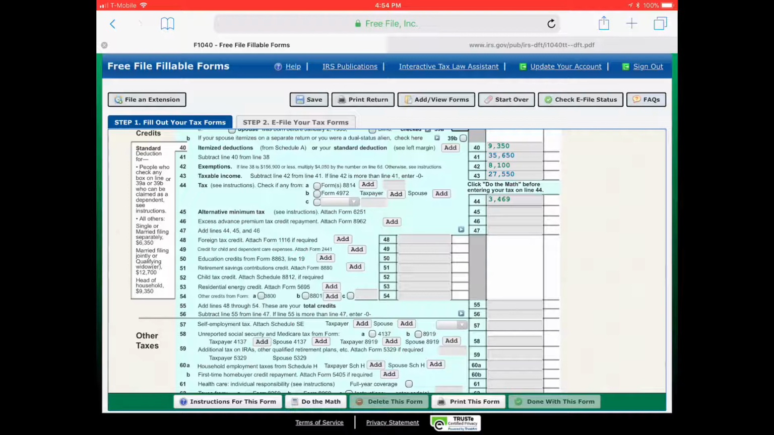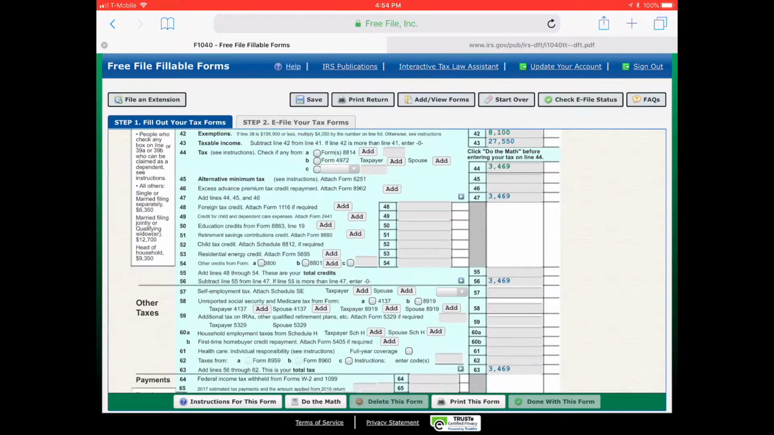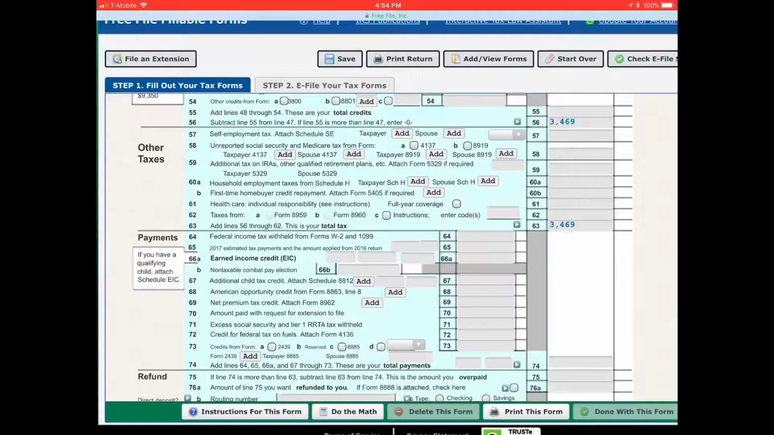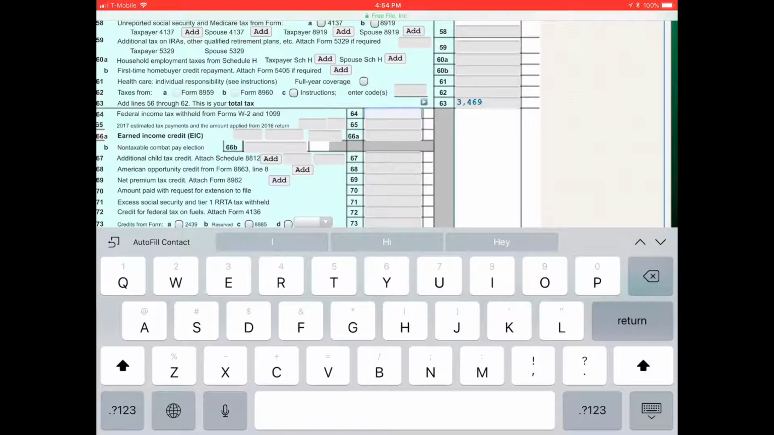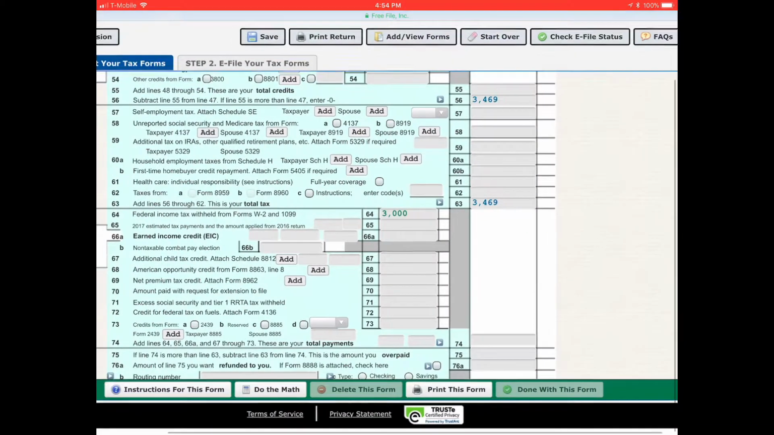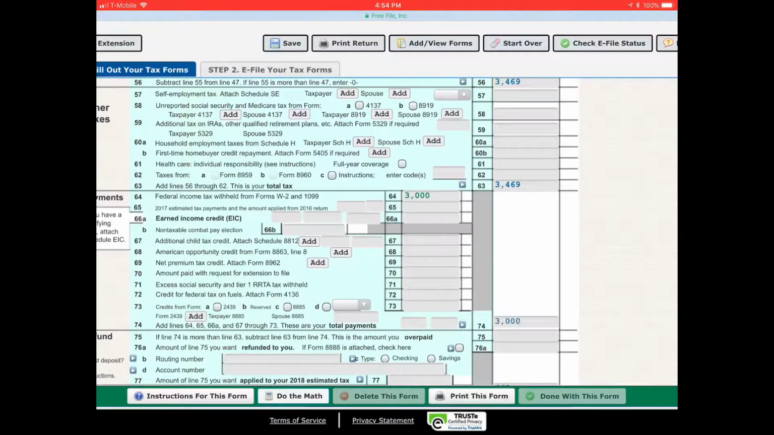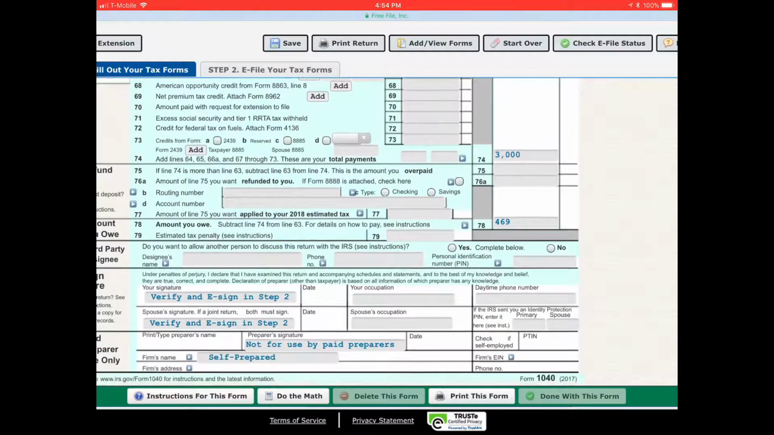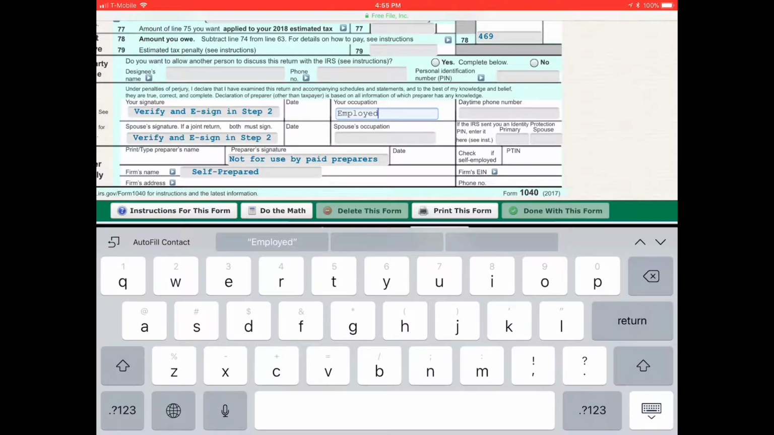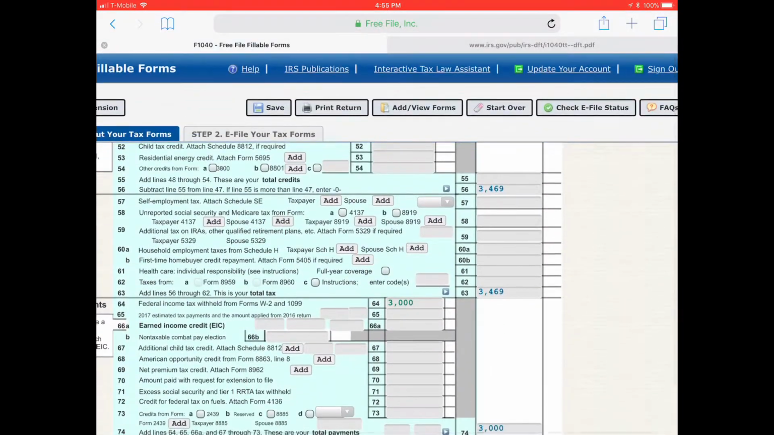Now, the credits, we're going to assume she didn't have any of those, even though she would probably qualify for the earned income tax credit. Now the payments. So let's assume her employer withheld $3,000 of her paycheck. That's where it goes. So she doesn't have to pay this amount again. We're going to do the math, and her tax liability is brought down to $469. Now she would most likely also qualify for earned income tax credit, but we'll just let the IRS figure that out.